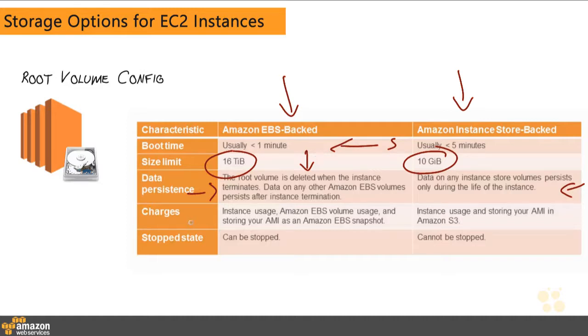Charges are a little bit different. You're going to pay for EBS storage, EBS volume usage when you use an EBS-backed Amazon machine, whereas an instance-backed machine, you're only going to be charged for the instance usage and for storing your AMI in Amazon S3 if you've got a custom AMI.